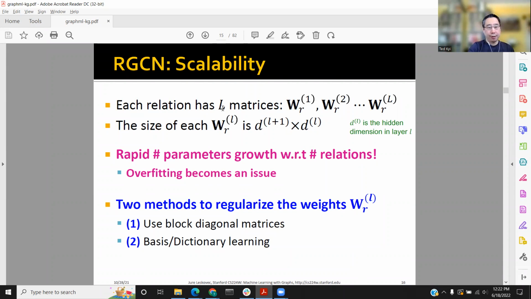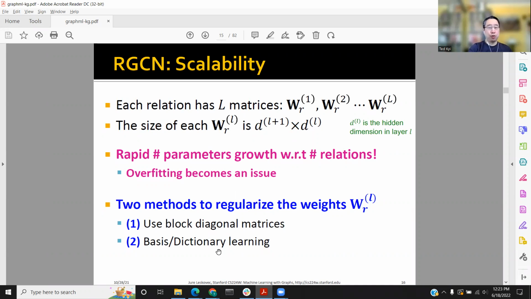If there are L layers, you always had L weight matrices. The weight matrices are shared across all the nodes, but you have one per layer. The problem is if you have R relations and they each have these, then of course you're going to wind up with L times R total weight matrices. And the size of each of these matrices is roughly D squared, where D is the size of your embeddings, the number of hidden dimensions. So this can grow really fast. And there's a note here in red that overfitting can become a real issue.